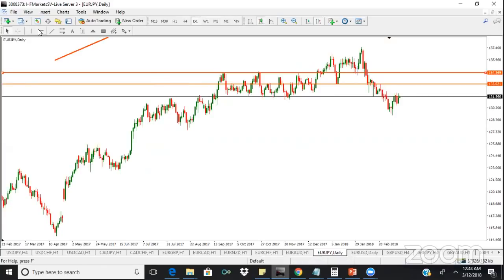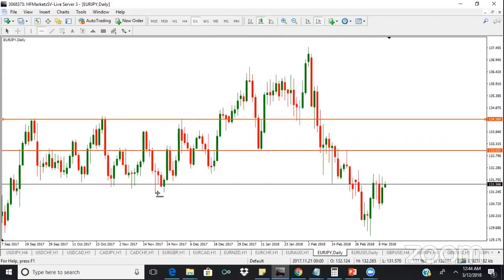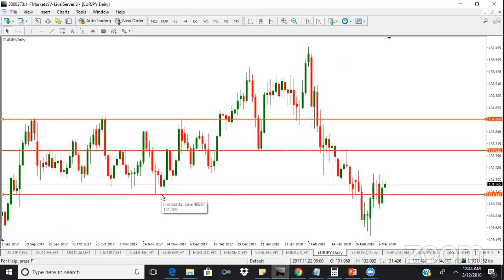Come on, guys. Look at the zones. Okay, so watch out.